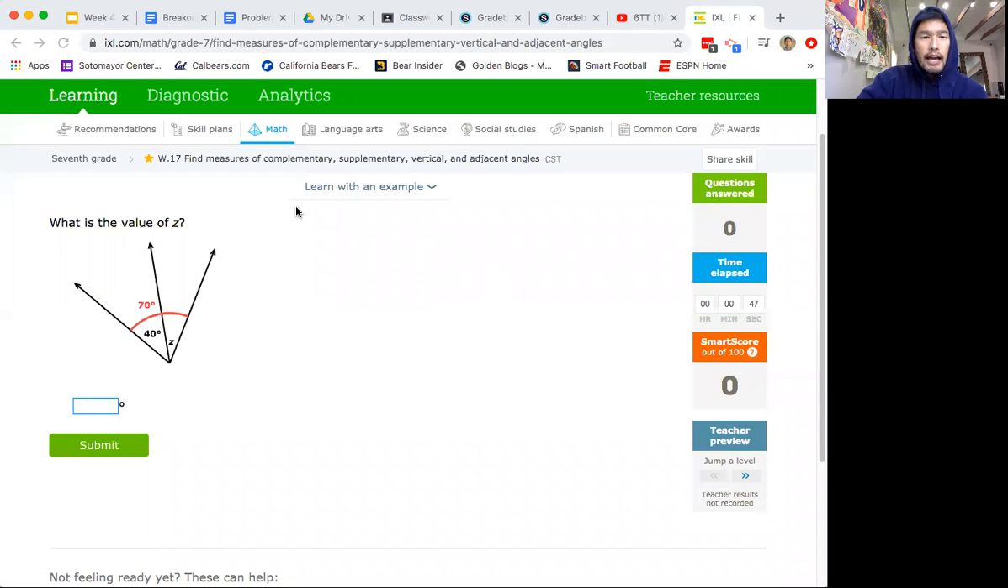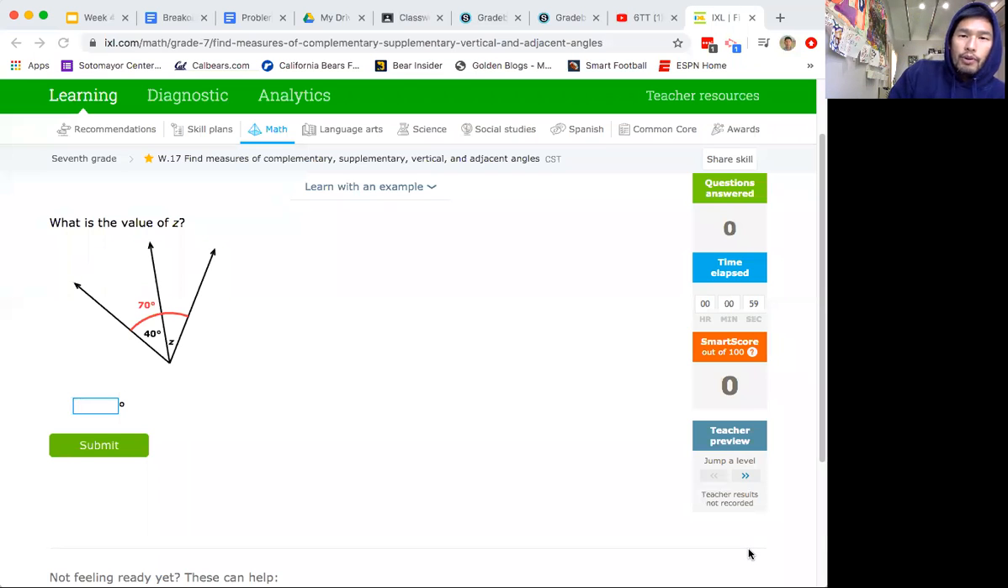I realized I didn't have a video for the iXL skill CST. And for people trying to raise their grade in geometry, I figured I'd post something to help get you guys started. So I'm going to share my screen right now. You are seeing CST. This is about figuring out complementary, supplementary, vertical, and adjacent angles.